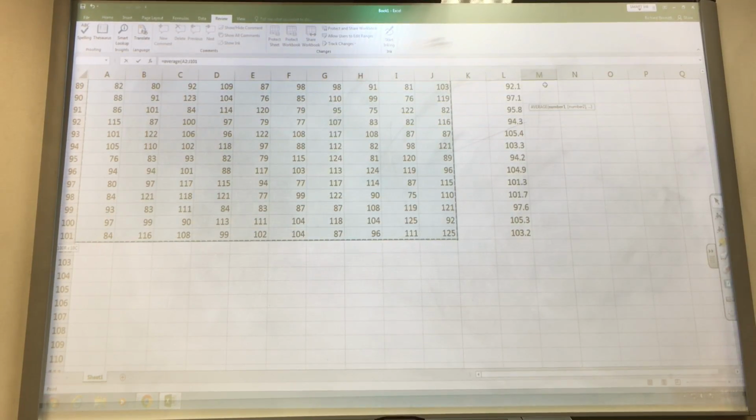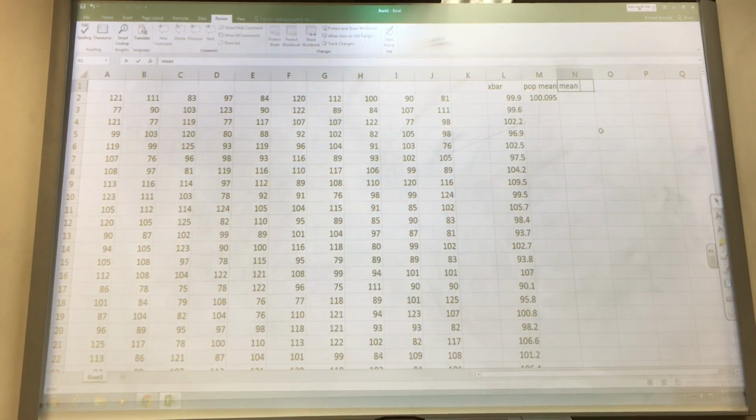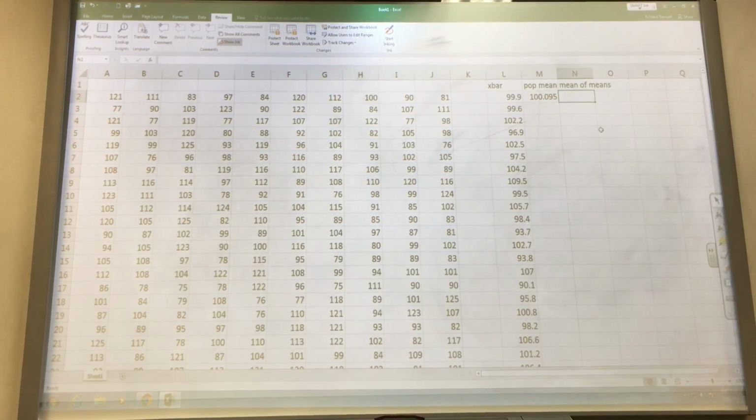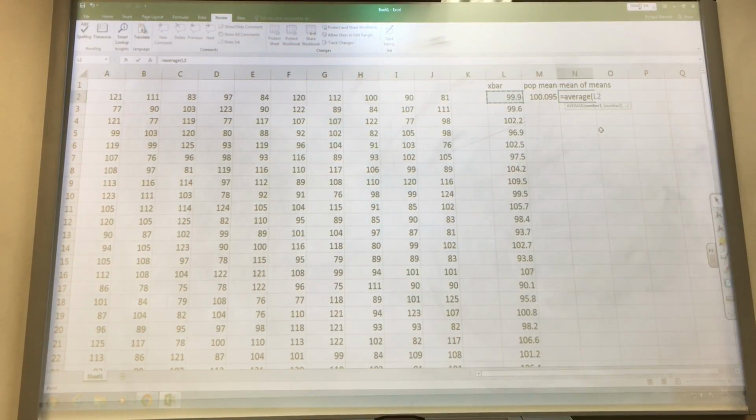Usually you don't know the population mean, but in this case you do because I've got it here. So the population mean works out to be about 100, which is about what I said it should be. Now let's do the mean of the means. I'm going to take the mean of all 100 of my means.